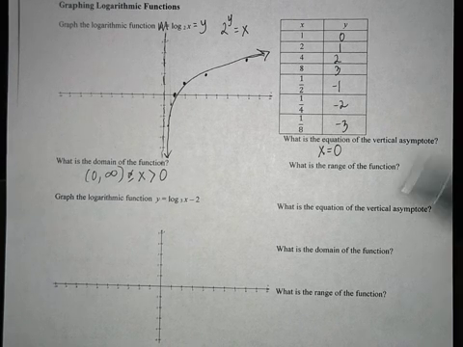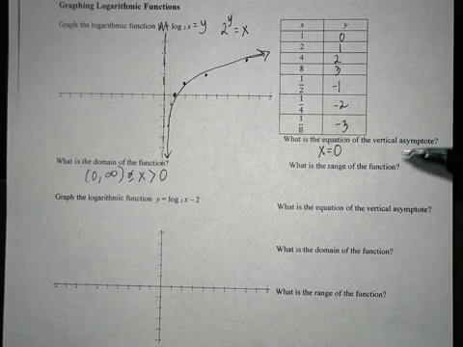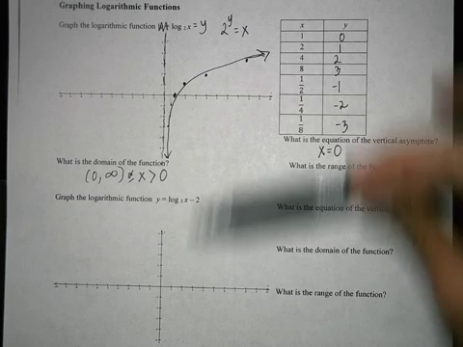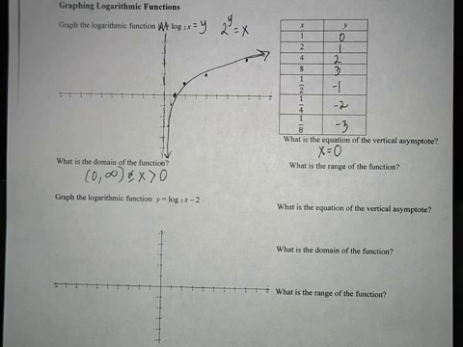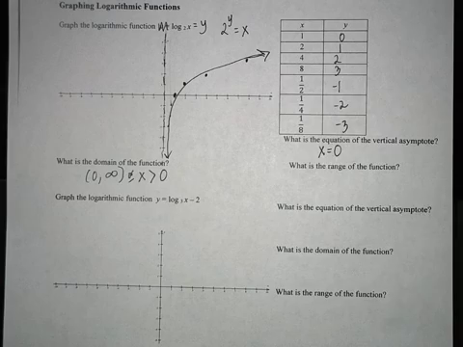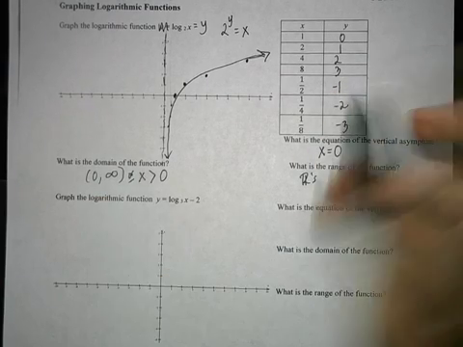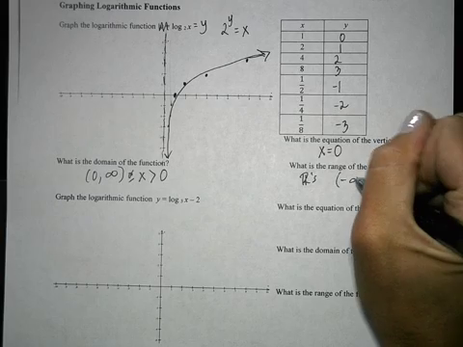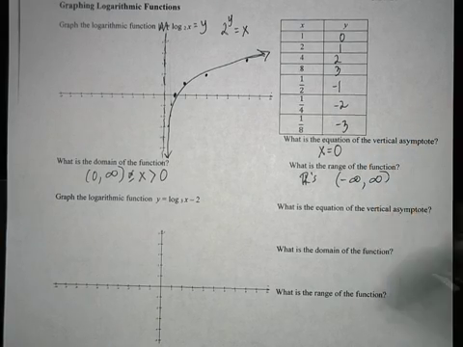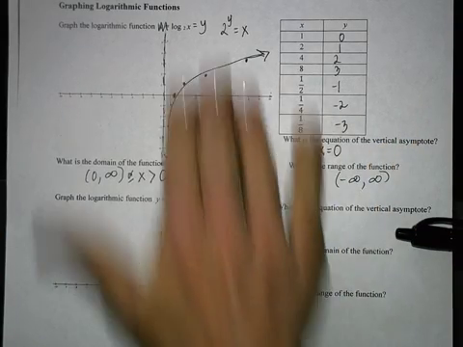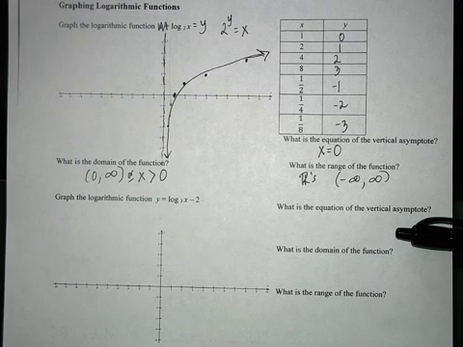Okay, all right, so what is the range? The range is the y. What do you think is going to happen with all the y values? Yeah, it's basically all reals. Or if we were using interval notation, that would be negative infinity to positive infinity. So it's using all of the y values, okay?